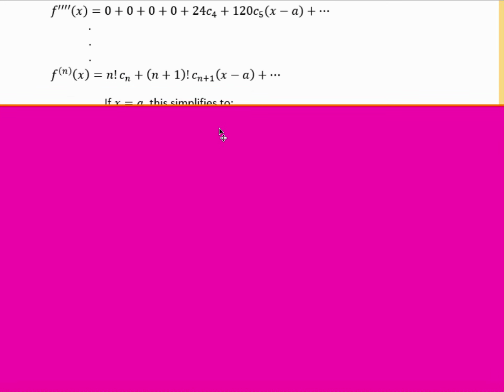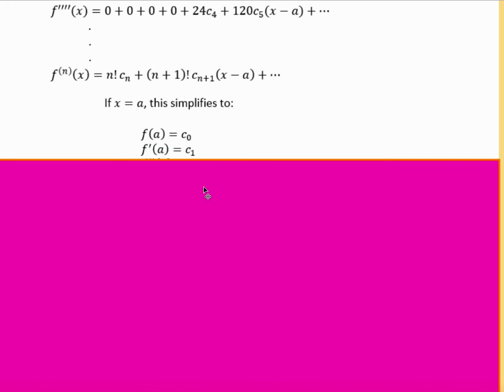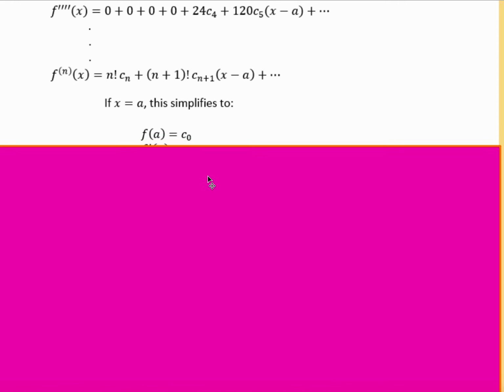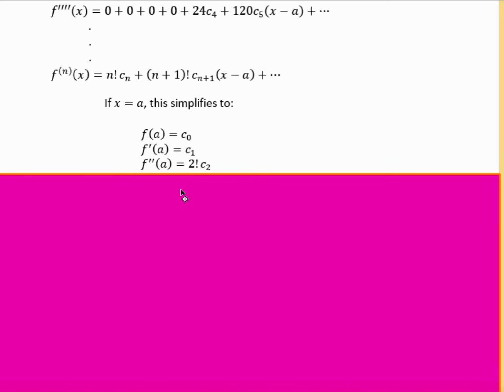Okay, let's move this down a bit more. So what if x was equal to a? Well, then this will simplify a bit more, and we would get f of a is equal to the first constant. F prime of a would be the next. F double prime would be the next. And it would continue to expand.